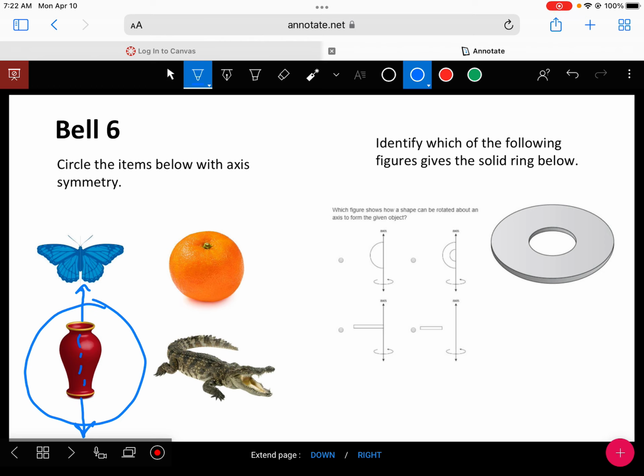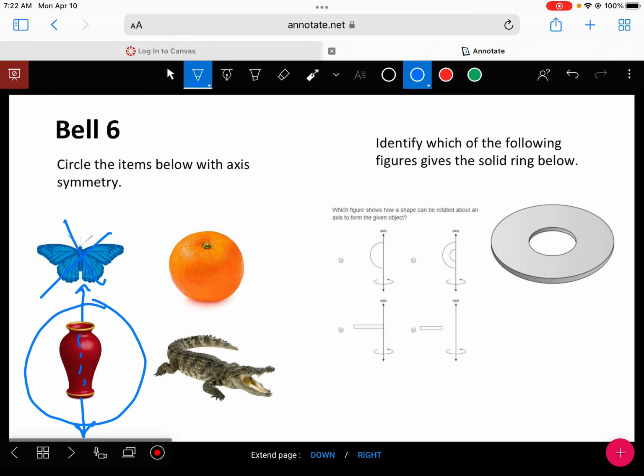I've seen the butterfly from the side. But he's not going to look like this. He's not going to look three-dimensional from the side. He's going to look skinny. So I don't think the butterfly is going to work for axis symmetry. Not for axis. For plane symmetry, yes. Not axis symmetry. Want to try again?